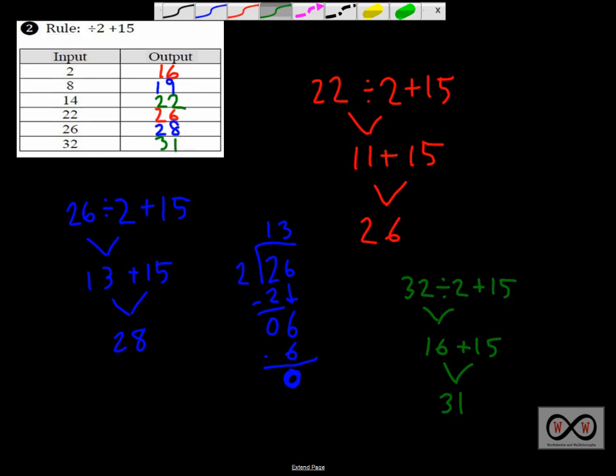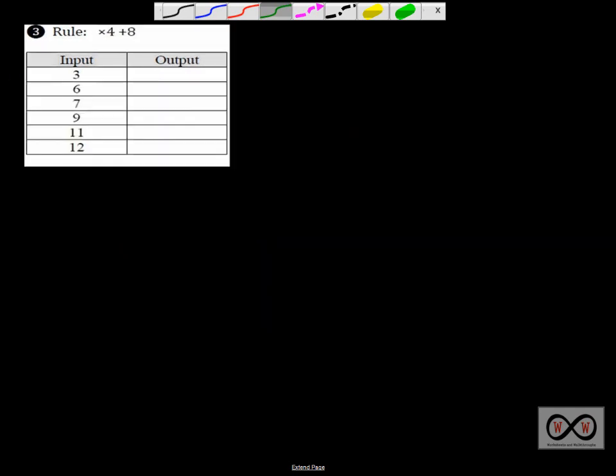All right, moving right along here. Function machine number 3. We have a rule of multiply by 4, then add 8. We'll start with 3, multiply by 4, add 8. 3 times 4 would give you 12. We're going to add more to that, 8 more. So we've got 12 plus 8. Well, I know that 8 plus 2 makes 10.